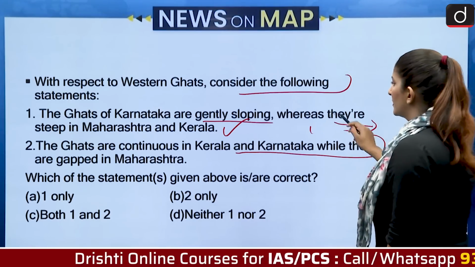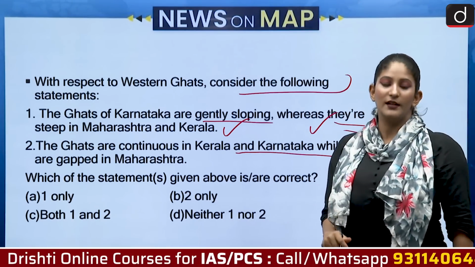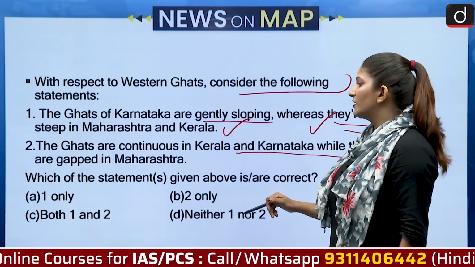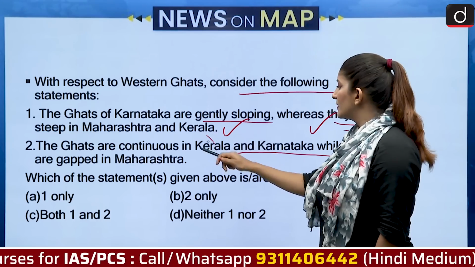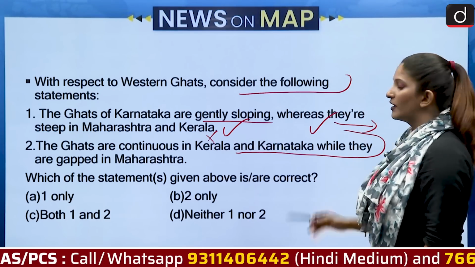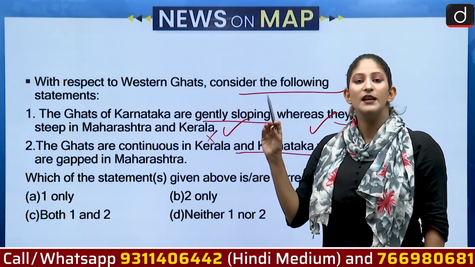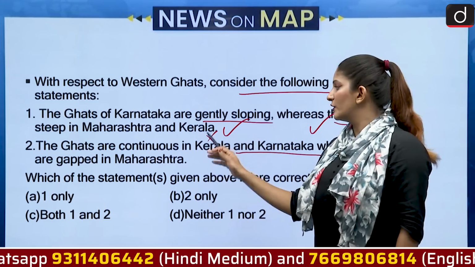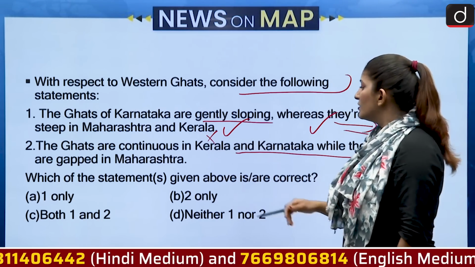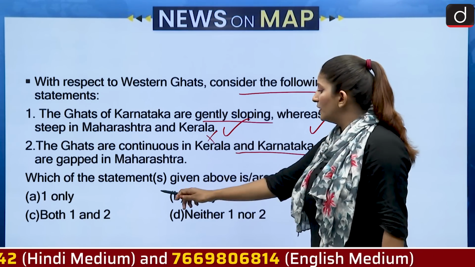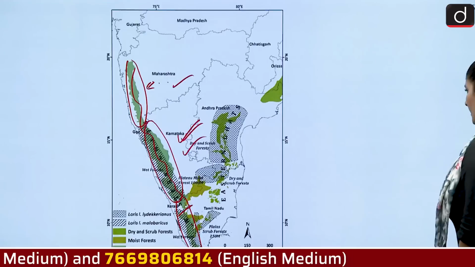So first is correct. It's gently sloping in Karnataka but steep in Maharashtra and Kerala. And these are not continuous in Kerala, but Maharashtra and Karnataka have a continuous range of Western Ghats. In Kerala, they are not continuous, but isolated ranges are there. So as we have to select the correct one, only the first is correct. A is going to be the correct answer.